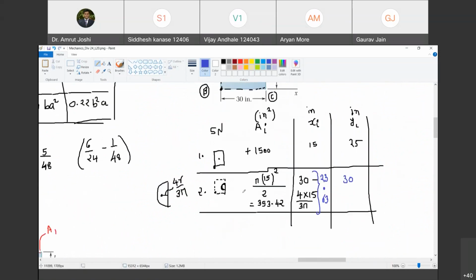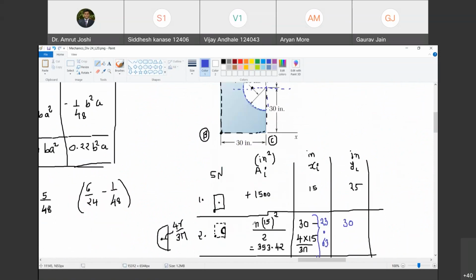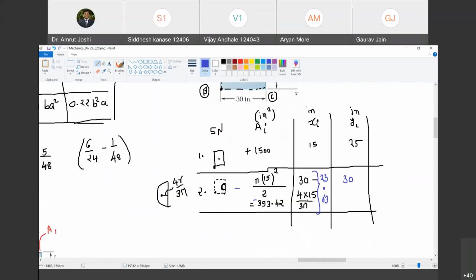Now, is this additive or is this subtractive? This is subtractive. So therefore, I am going to give a negative sign to this, and everything else is positive. Happy? Yes, sir. So now tell me how much is summation Ai. So 1500 minus 353.42. Tell me how much is that? So 1146.58.